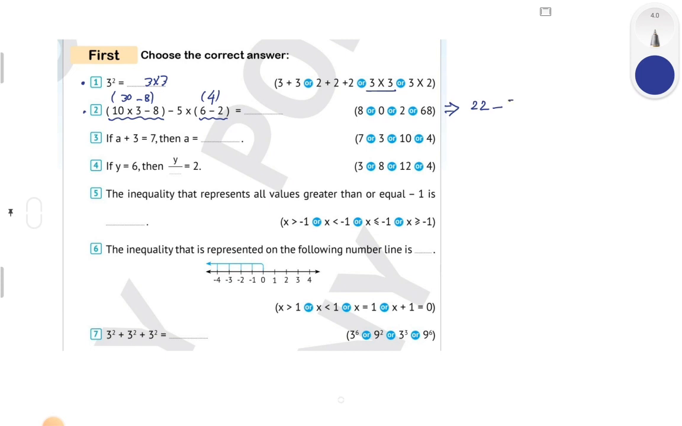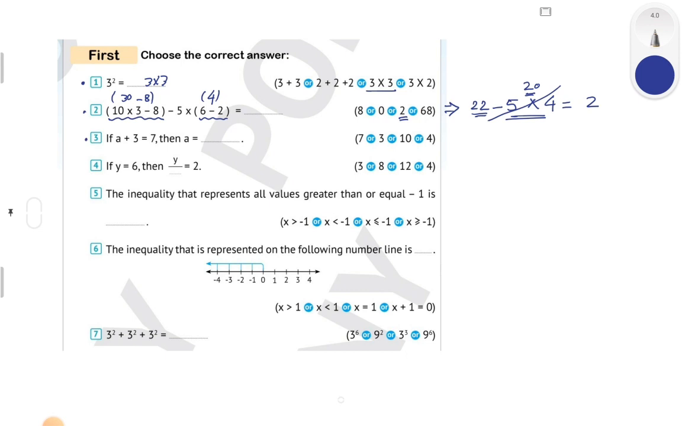30 minus 8 equals 22, minus 5 multiply 6 minus 2, which is 4. Now we have 22 minus 5 multiply 4. Start with multiply. 5 by 4 equals 20. Okay, now we have 22 minus 20. That equals 2.